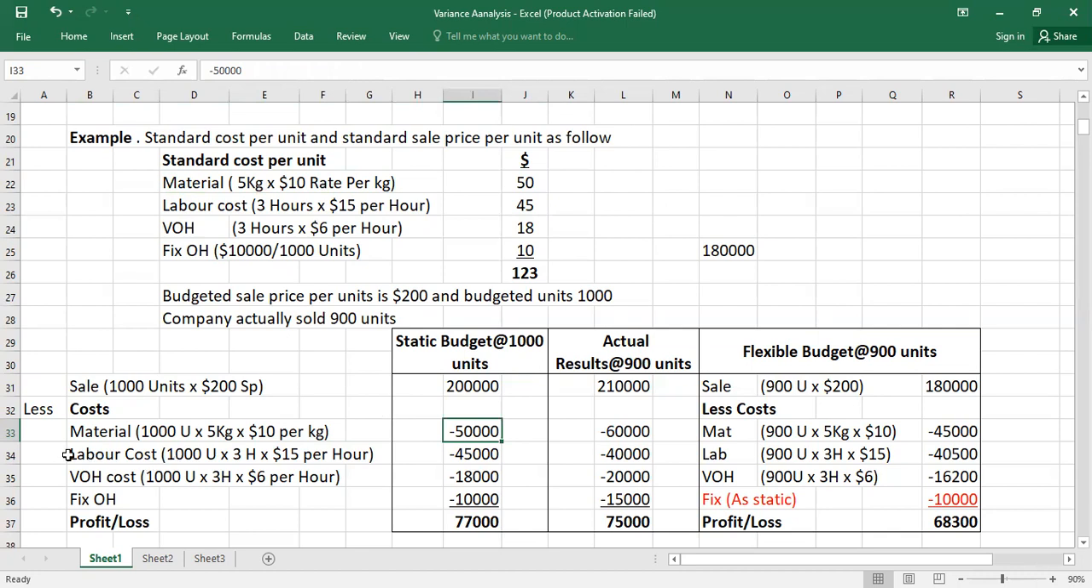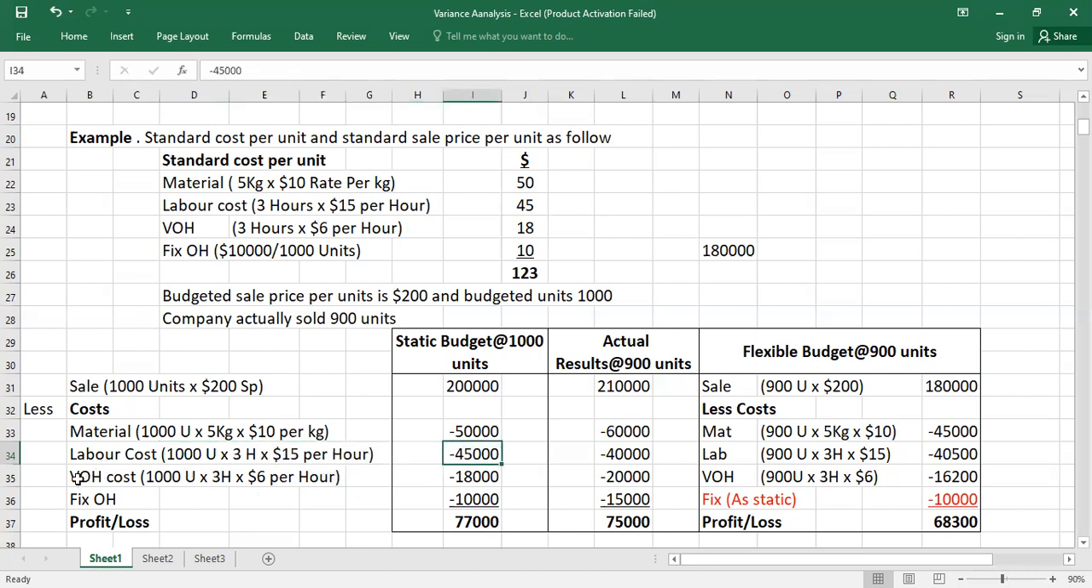Then same way, we will calculate the labor cost as well. So we have 1000 budgeted units, multiply by 3 labor hours, which are standard hours, multiply by $15 per labor hour, which is the rate. So we will get 45,000.